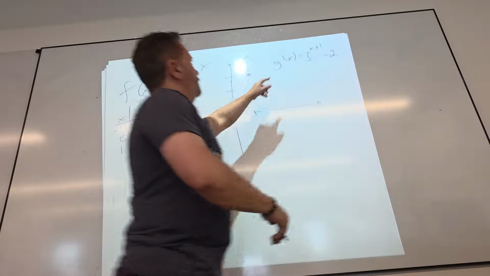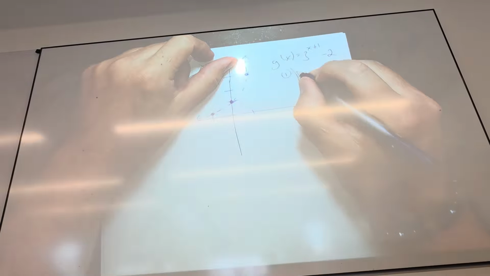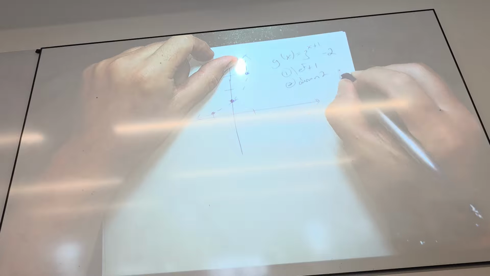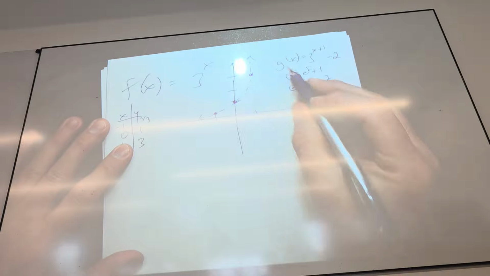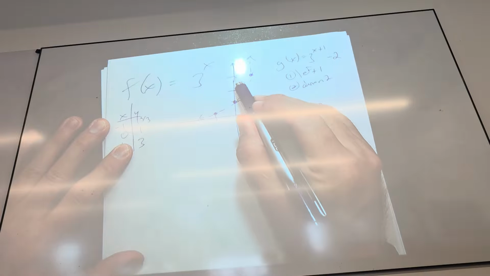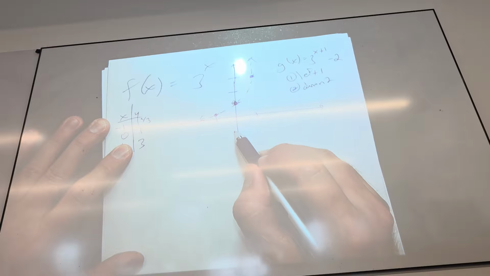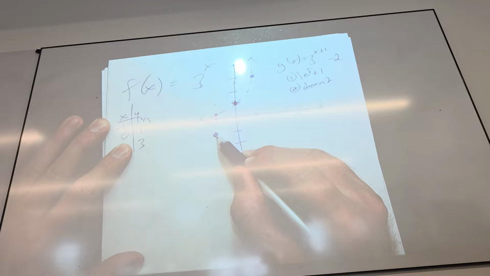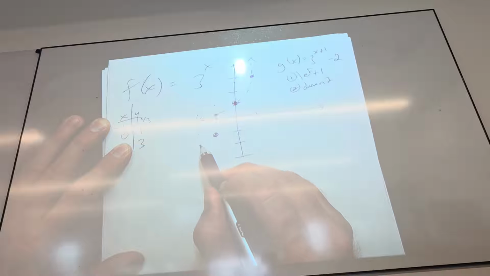So how does this guy move? This guy moves left 1. Stay with me now. Left 1 and then down 2. So you literally just pick a point, pick it up, go left 1, down 2. That point's now there. Left 1, down 2. Bam, bam. This one, left 1, down 2. 1, 2. So it's just barely above that.